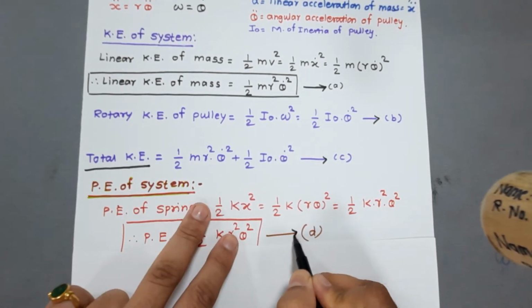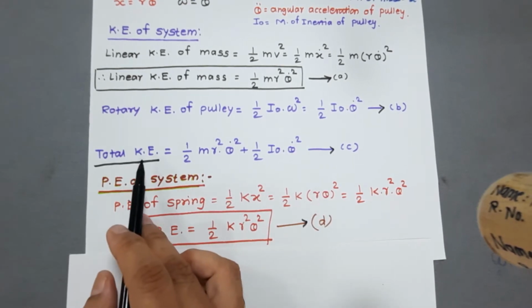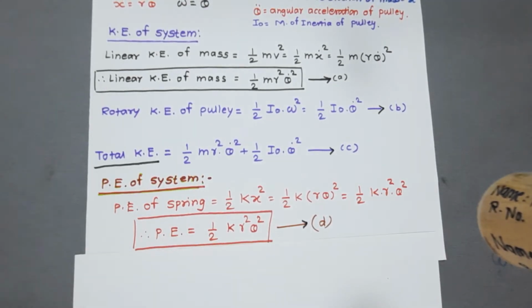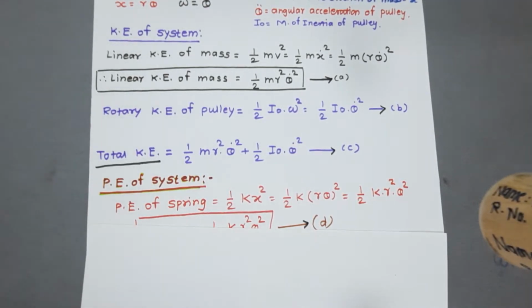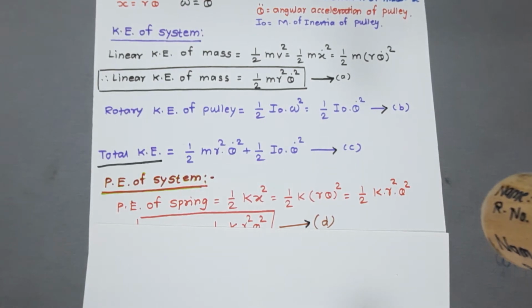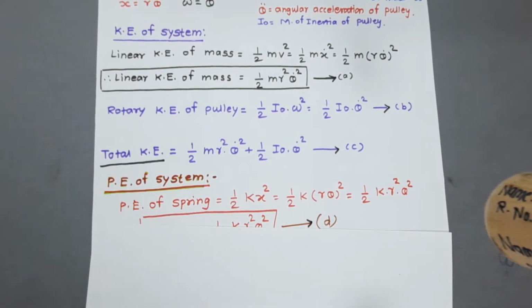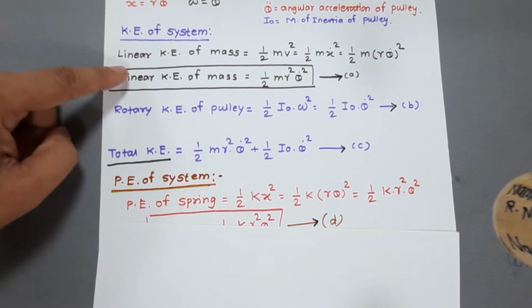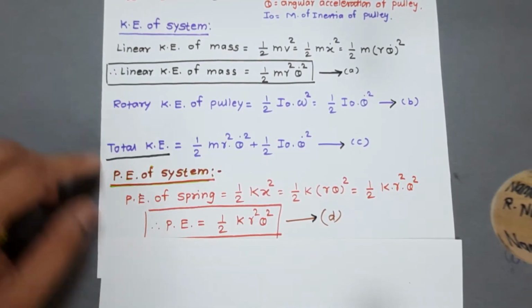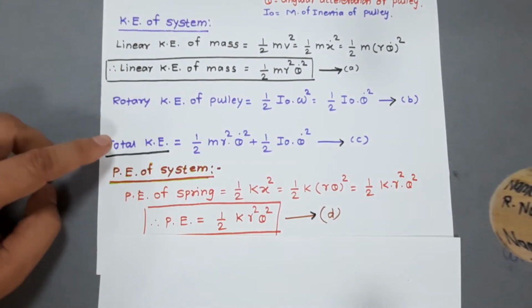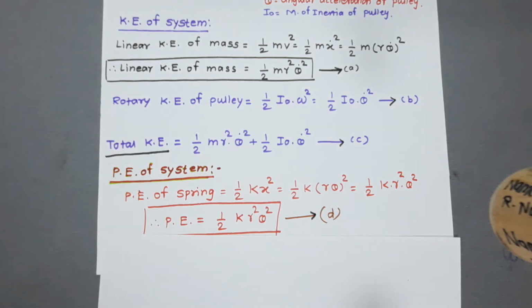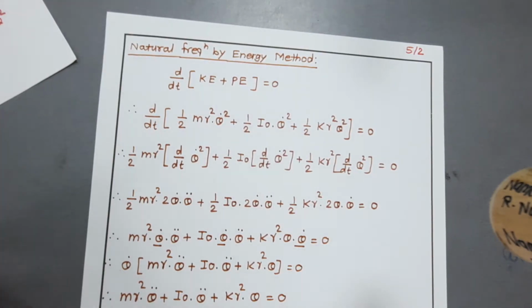Now dear friends, the total kinetic energy equation and the total potential energy equation are required to calculate the natural frequency for the given system by the energy method. We have equation number A, equation number C and equation number D for the total kinetic energy and potential energy. Now I have taken natural frequency by energy method.